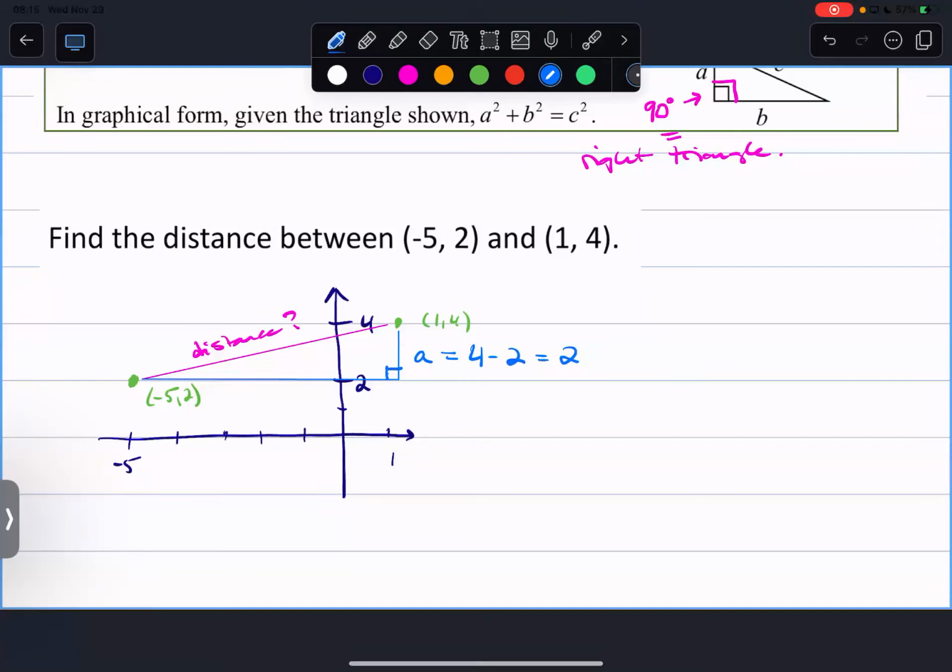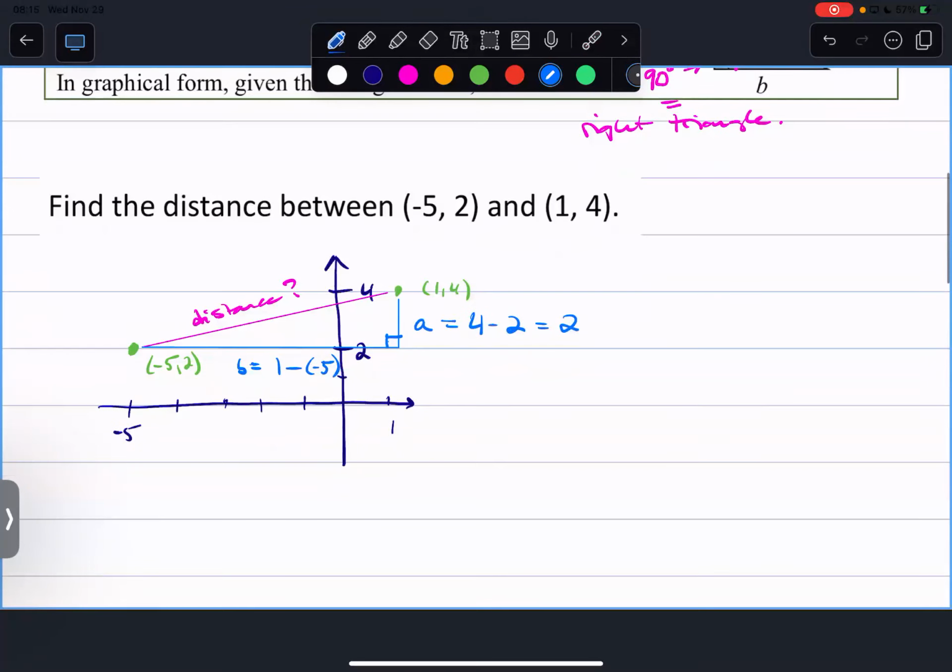So then, we'll call this leg B. What's the distance? We're going from 1 back to negative 5, right? And so I'm going to do 1 minus negative 5 on the x-axis. 1 minus negative 5 is a distance of 6, and you can confirm that on the graph. Just count my not very nice looking ticks.